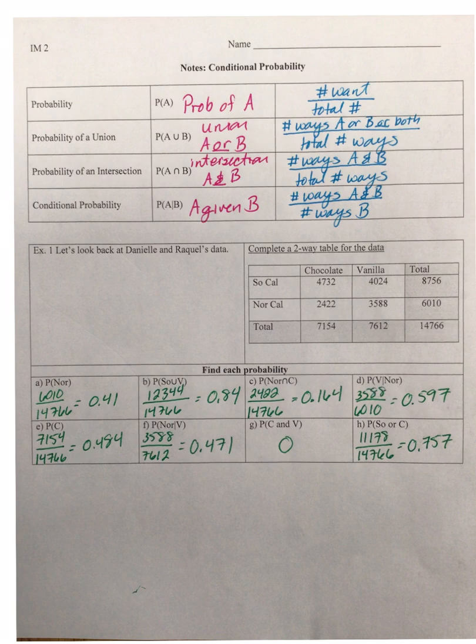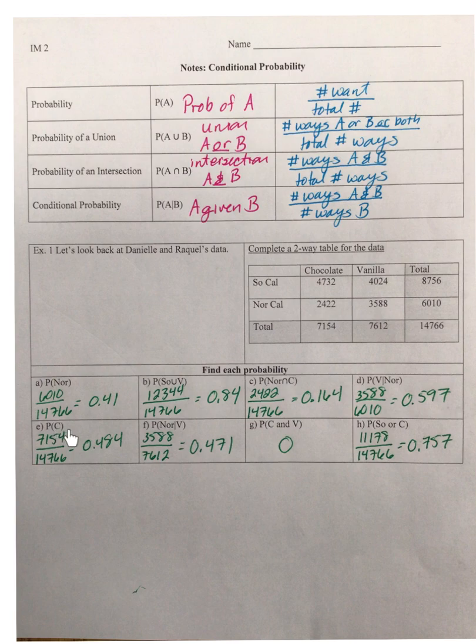Here's our conditional. Vanilla given NorCal. So NorCal is our new population. So we're only looking at this row only. Out of this row, 3,588 people chose vanilla out of a total of 6,010.